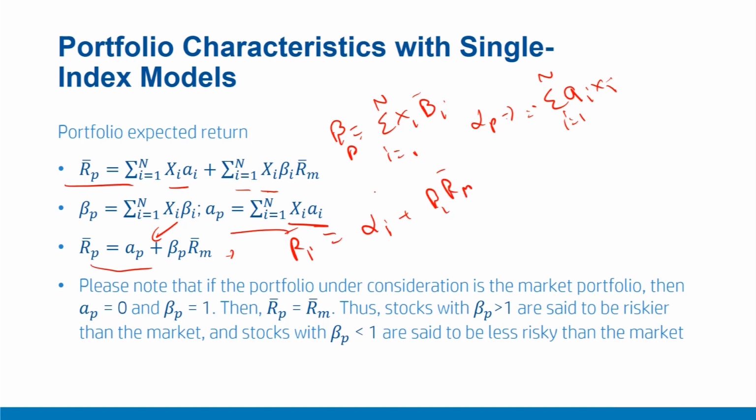Please note here in this equation, that if the portfolio under consideration is market portfolio, then alpha p equal to 0 and beta p equal to 1. That means Rp bar is nothing but Rm bar. Also, the stocks with beta p greater than 1 are said to be riskier than the market, and stocks with beta p less than 1 are said to be less risky than market.